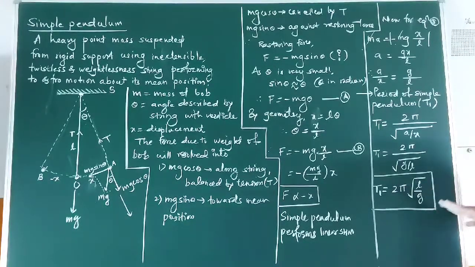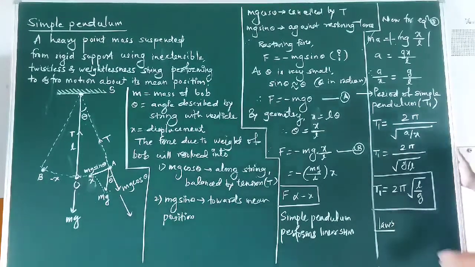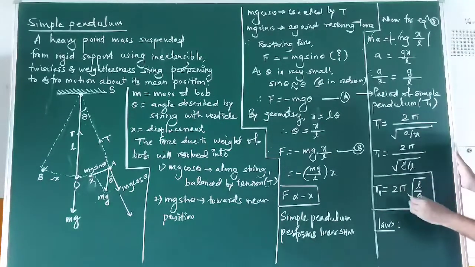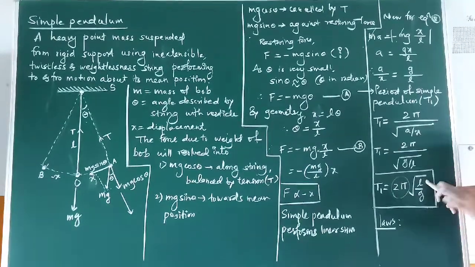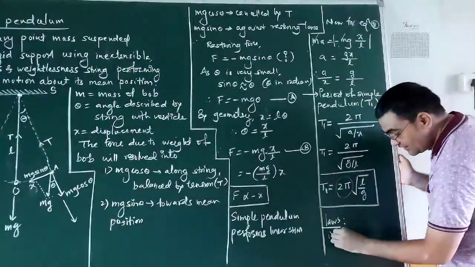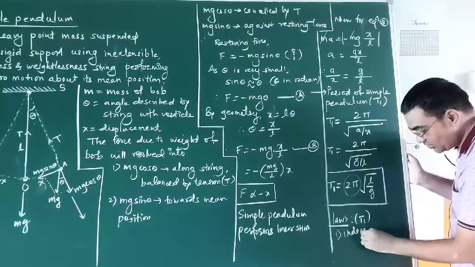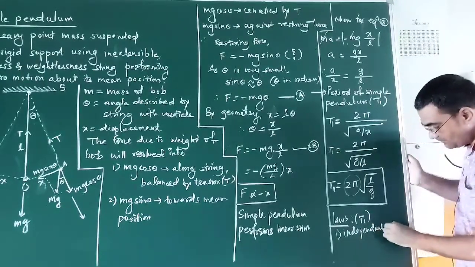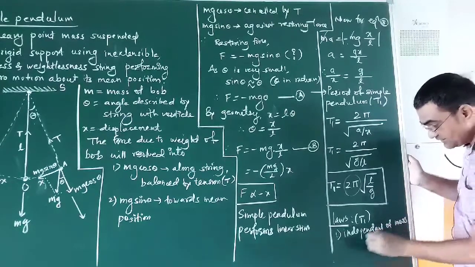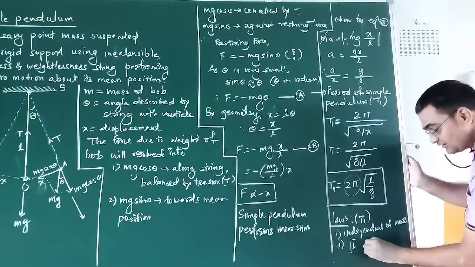Now from this formula you can define some laws. I will just state here, you just go through the textbook where you need to get them in detail. You see here 2 pi is constant. Period of simple pendulum does not depend upon mass of bob also. So T is independent of mass of bob. Then T is directly proportional to square root of length.